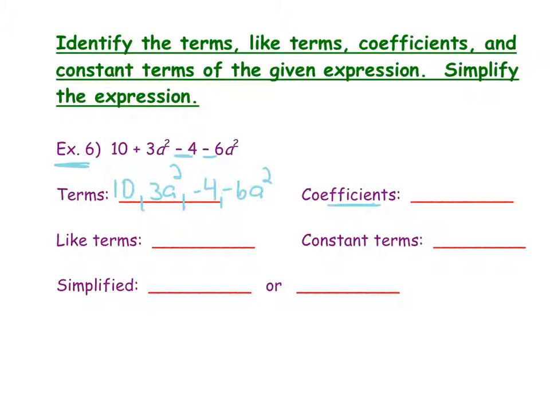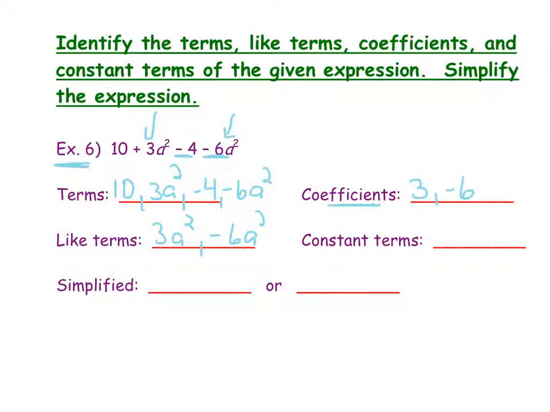So we look over here and we can see that the coefficient is 3 right here with the a squared and then a -6. So again, that 6 takes that minus sign and it makes it negative. All right, like terms. What are the like terms? Well, we've got a squared and a squared, so positive 3a squared and -6a squared.